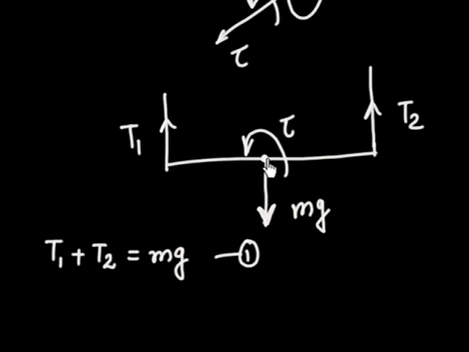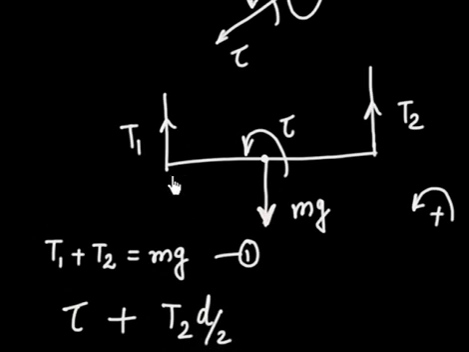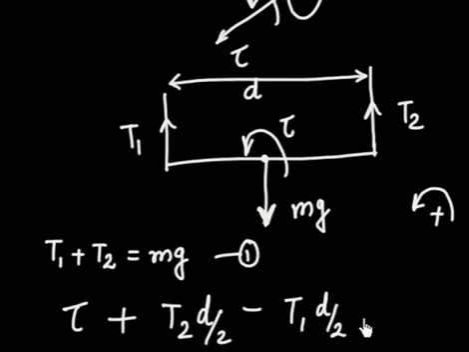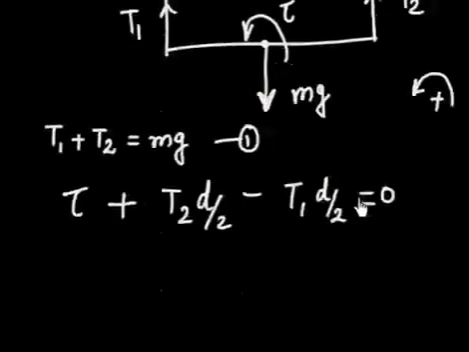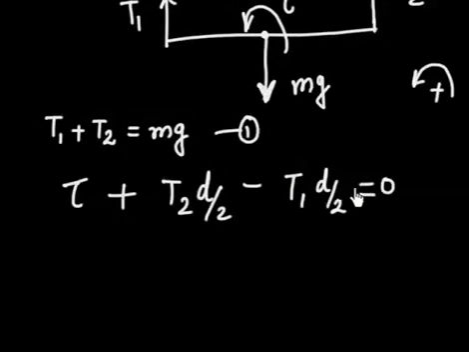This is one equation. Now the second equation, if I write torque: let us take torque about this point. So about this point, total torque, if I take this direction as positive, tau is one torque. And now T2 will also have a torque in this direction. So tau plus T2 into d by 2. The total distance is given in the problem. So this distance is d, so this distance is d by 2. And minus T1 into d by 2. This has to be 0. Are you getting or not? So this is the maximum we will have.